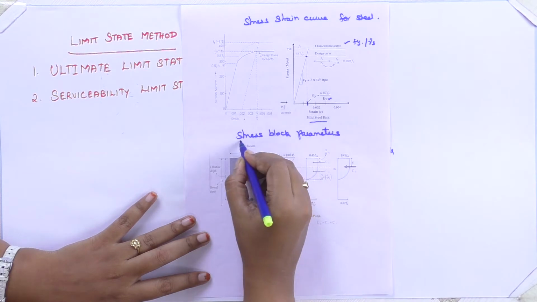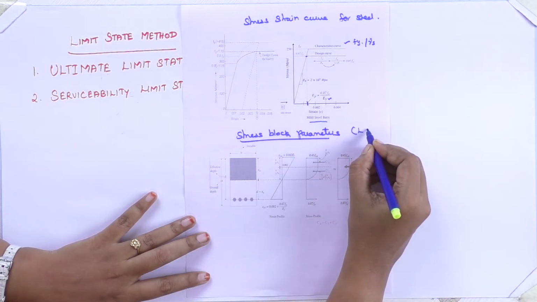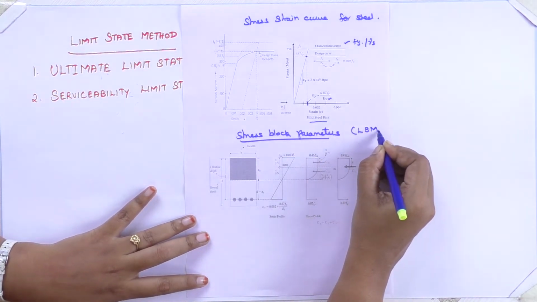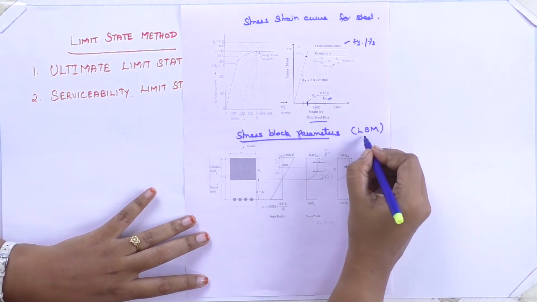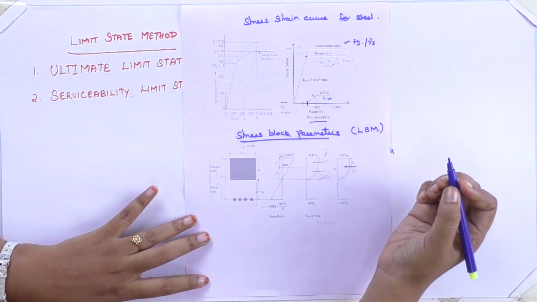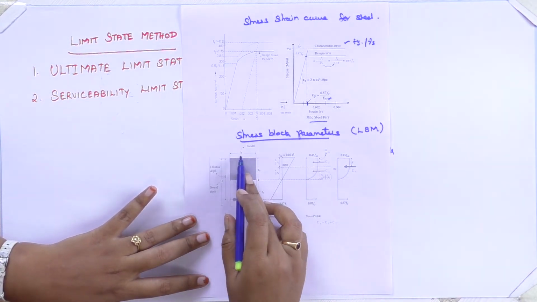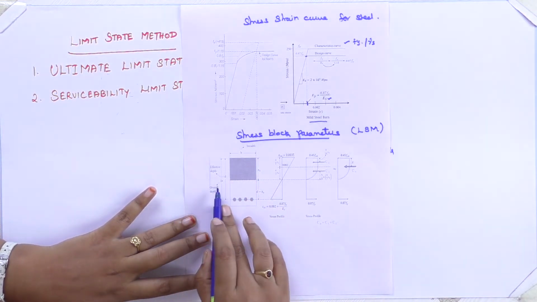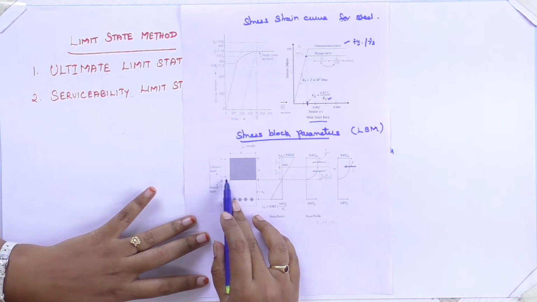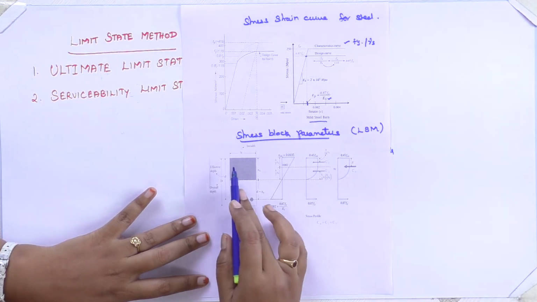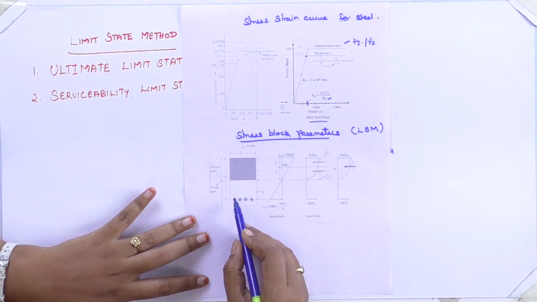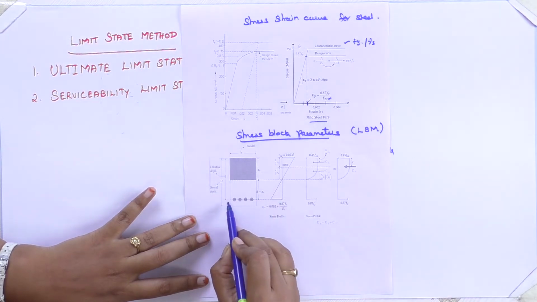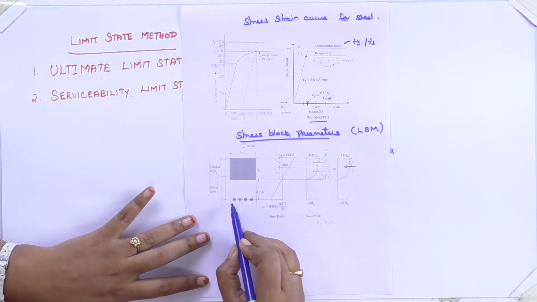Stress block parameters under the limit state method, LSM. We can shortly call it LSM. This is your beam of breadth B and depth D. The total depth may be capital D and your effective depth may be small d. You can calculate your effective depth from the top fiber till the centroidal line of your steel.